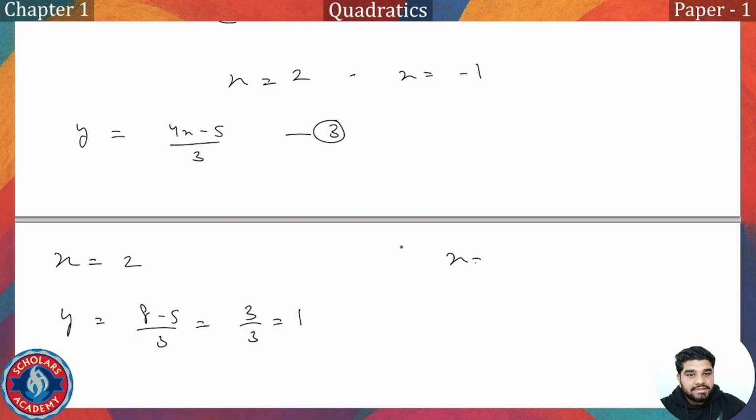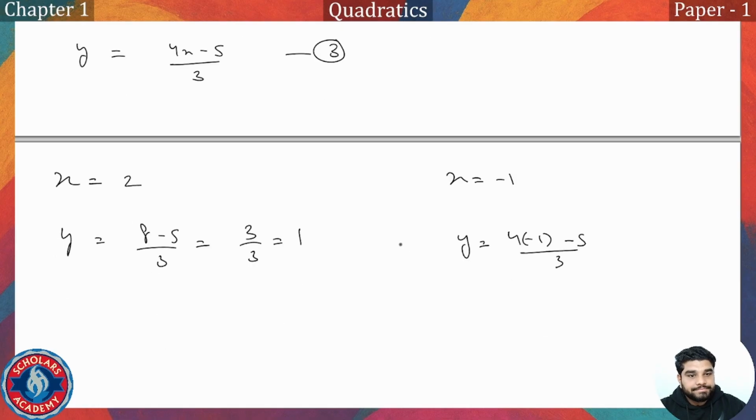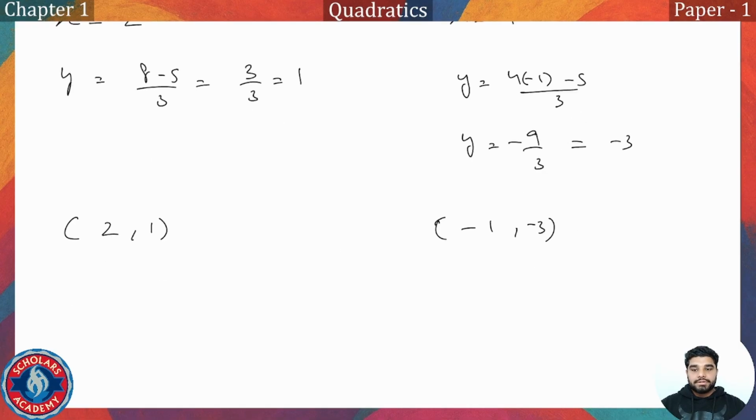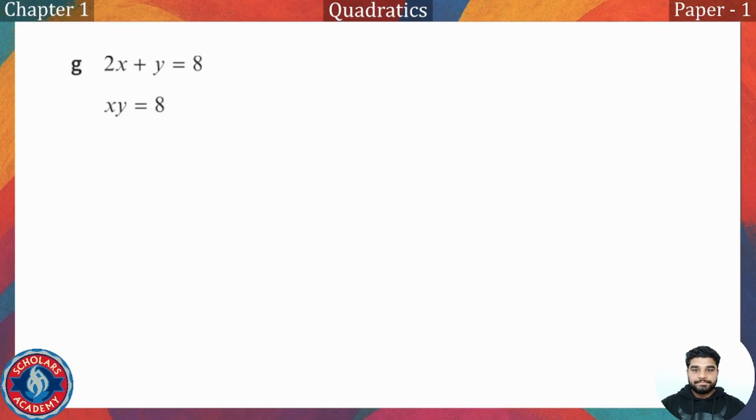And if I take x is equal to negative 1 and substitute it over here, I get y is equal to (4 times negative 1 minus 5) by 3, that is y is equal to negative 9 by 3, which gives us negative 3. So the two coordinates that we are getting are 2 and 1, and the second one is negative 1 and negative 3. So these are the two solutions of the linear equation and quadratic equation. Let's move further.